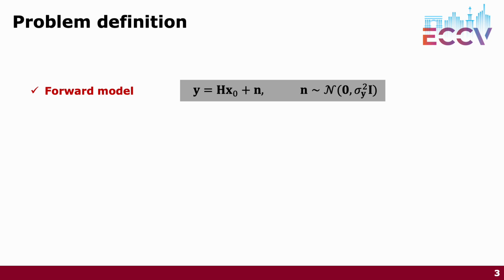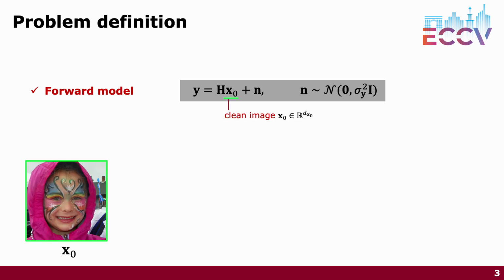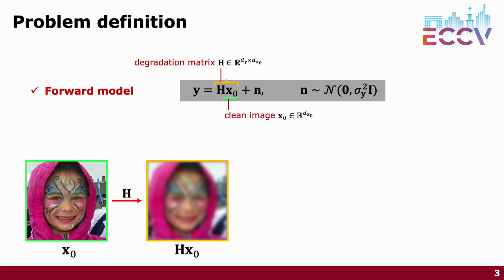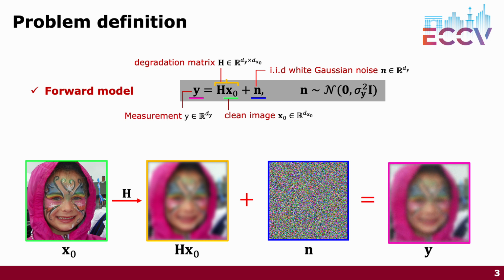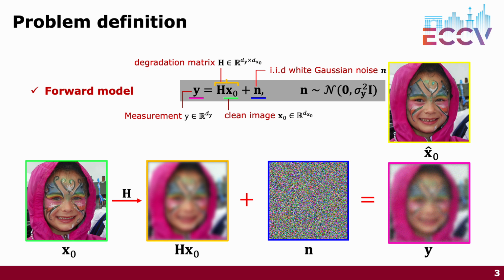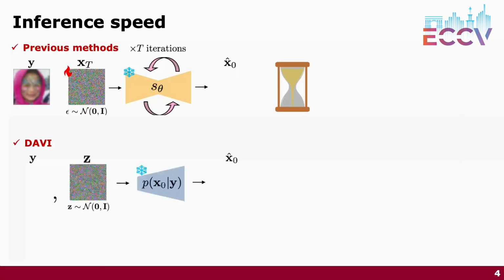Let's align the forward model equation for the noisy inverse problem with the figure. Clean image x0, degradation matrix H, degraded image Hx0, additive Gaussian noise n, measurement y. For evaluation, we compare the restored image x0 hat to the ground truth x0. Let's compare our proposed method DABI with previous methods.